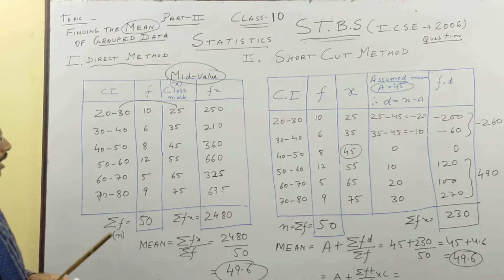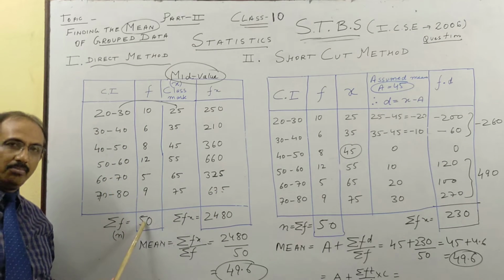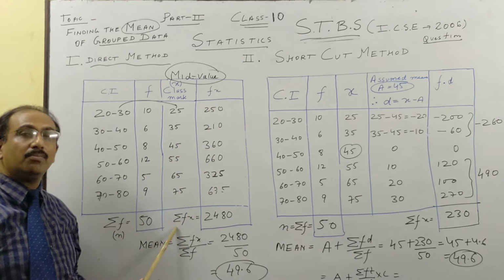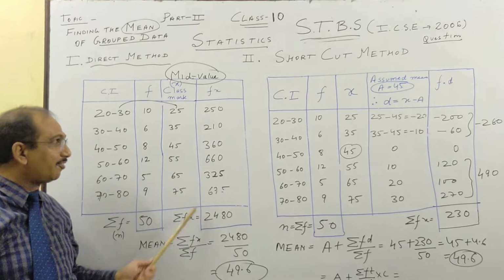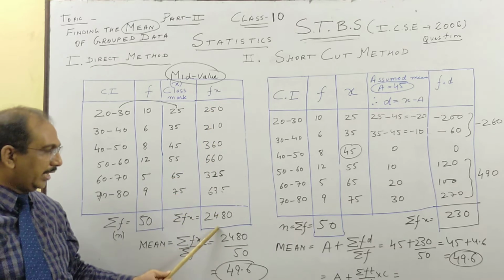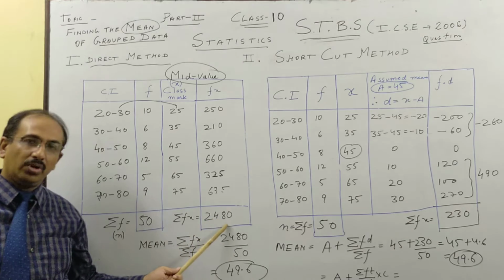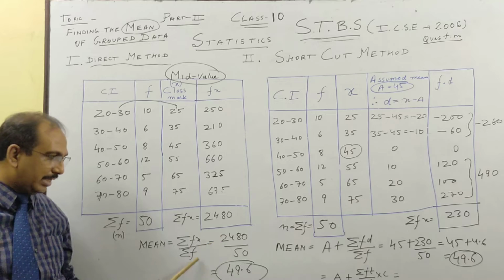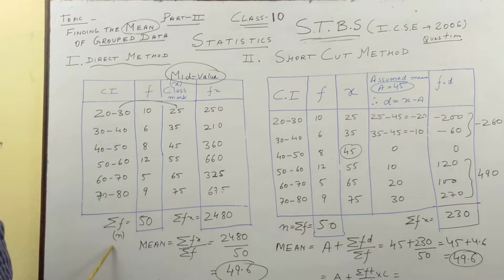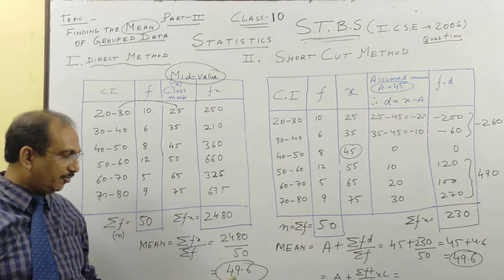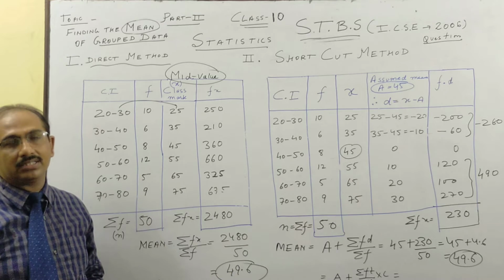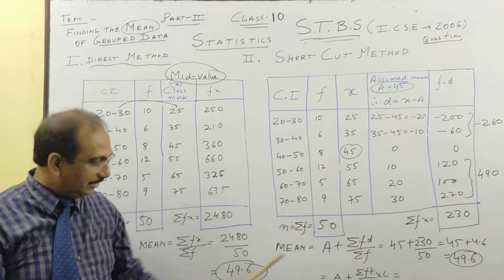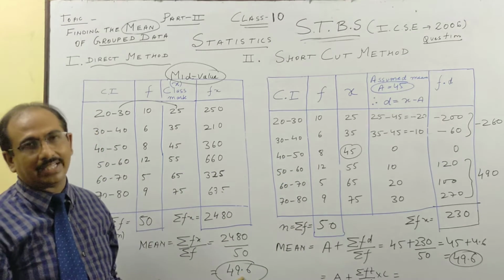Finally children, add all the frequencies, the number of children, and add the sum of fx, which we show as sigma fx. You go on adding and we get 2480. So the mean is sigma fx by sigma f, which is also called n, and when you divide it we get 49.6. One very interesting thing, children: you do it by any method, the answer remains the same.